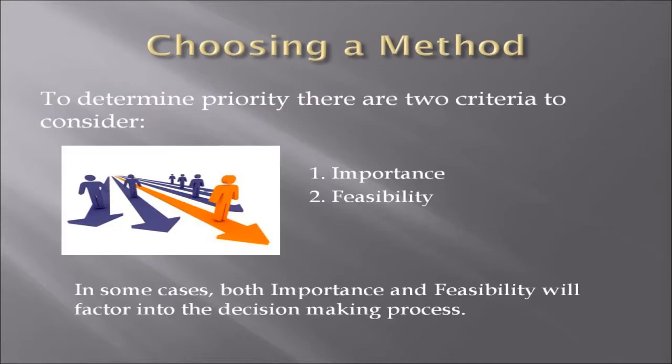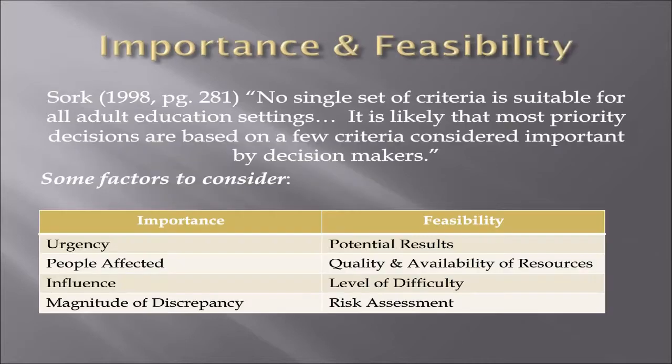The group has been selected, and Tara, Mary, and the group have to decide which program ideas and needs will take priority. There are two considerations, importance or feasibility. In some cases, both importance and feasibility will factor into the decision-making process. Importance factors to consider include things such as urgency, the people affected, influence, and the magnitude of discrepancy. Feasibility factors include items such as potential results, the quality and availability of resources, the level of difficulty, and the risk assessment. The group must first determine the priority based on importance and feasibility.